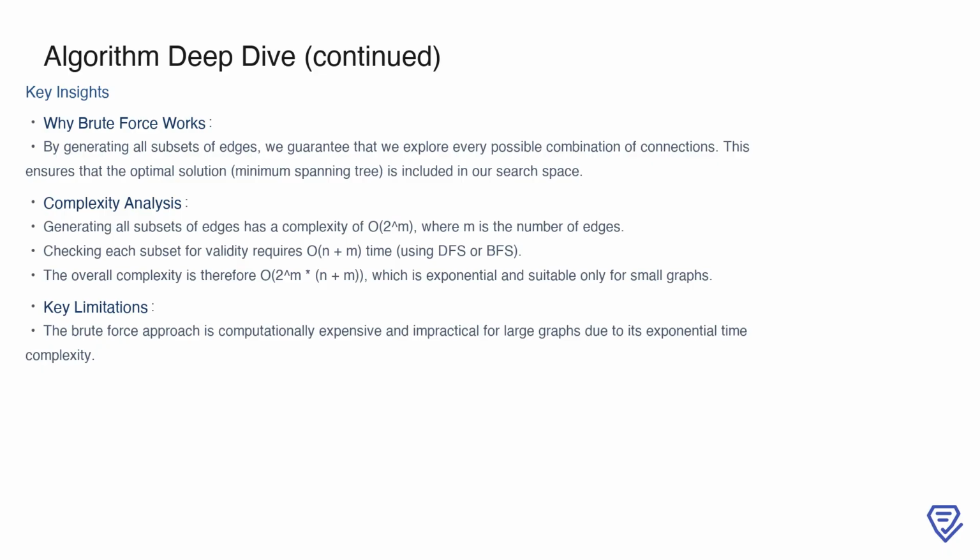Generating all subsets of edges has a time complexity of O(2^m), where m is the number of edges. For each subset, we perform a connectivity check, which takes O(n + m) time using DFS or BFS. This results in an overall complexity of O(2^m * (n + m)), which grows exponentially and becomes impractical for large graphs.